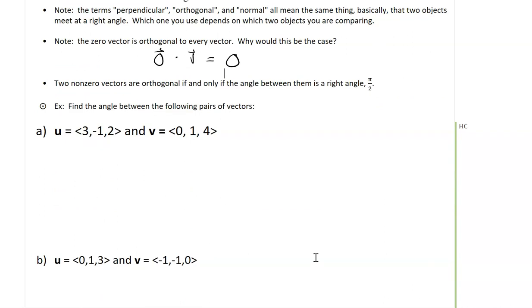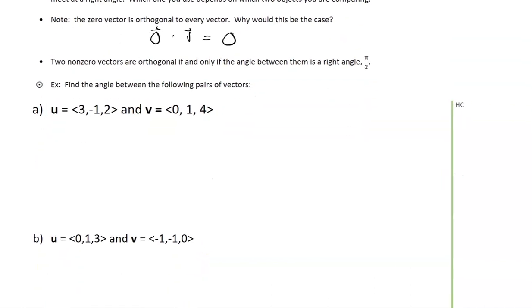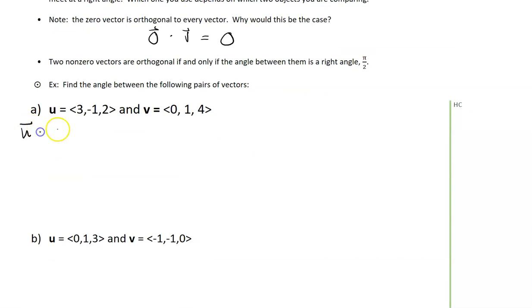It says find the angle between the following pairs of vectors. I've got <3, -1, 2> and <0, 1, 4>. So I'm going to find all the pieces that I need first. I know I need u dot v. And I get 3 times 0 minus 1 times 1 plus 2 times 4. And that gives me 0 minus 1 plus 8, or 7.